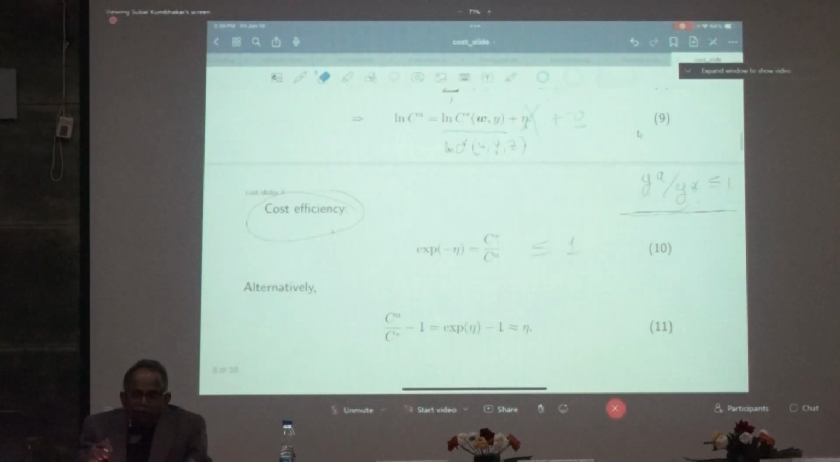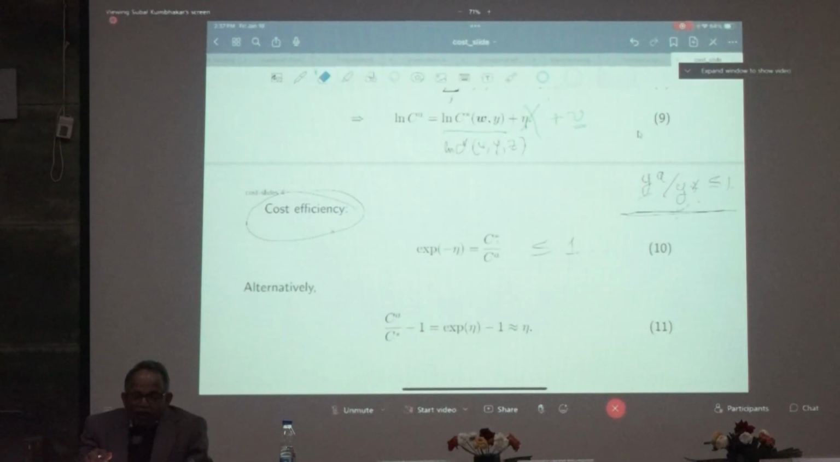Alternatively, what is the meaning of that? If you take this minus 1, that is approximately equal to eta. That means it's showing a percentage increase in cost because of inefficiency. And again, the intuition is that if every input is increased by a certain percentage because of inefficiency, cost is going to be increased by exactly the same percentage. So this is what is happening. After doing all the math, it's obvious, right? And that's what it is.